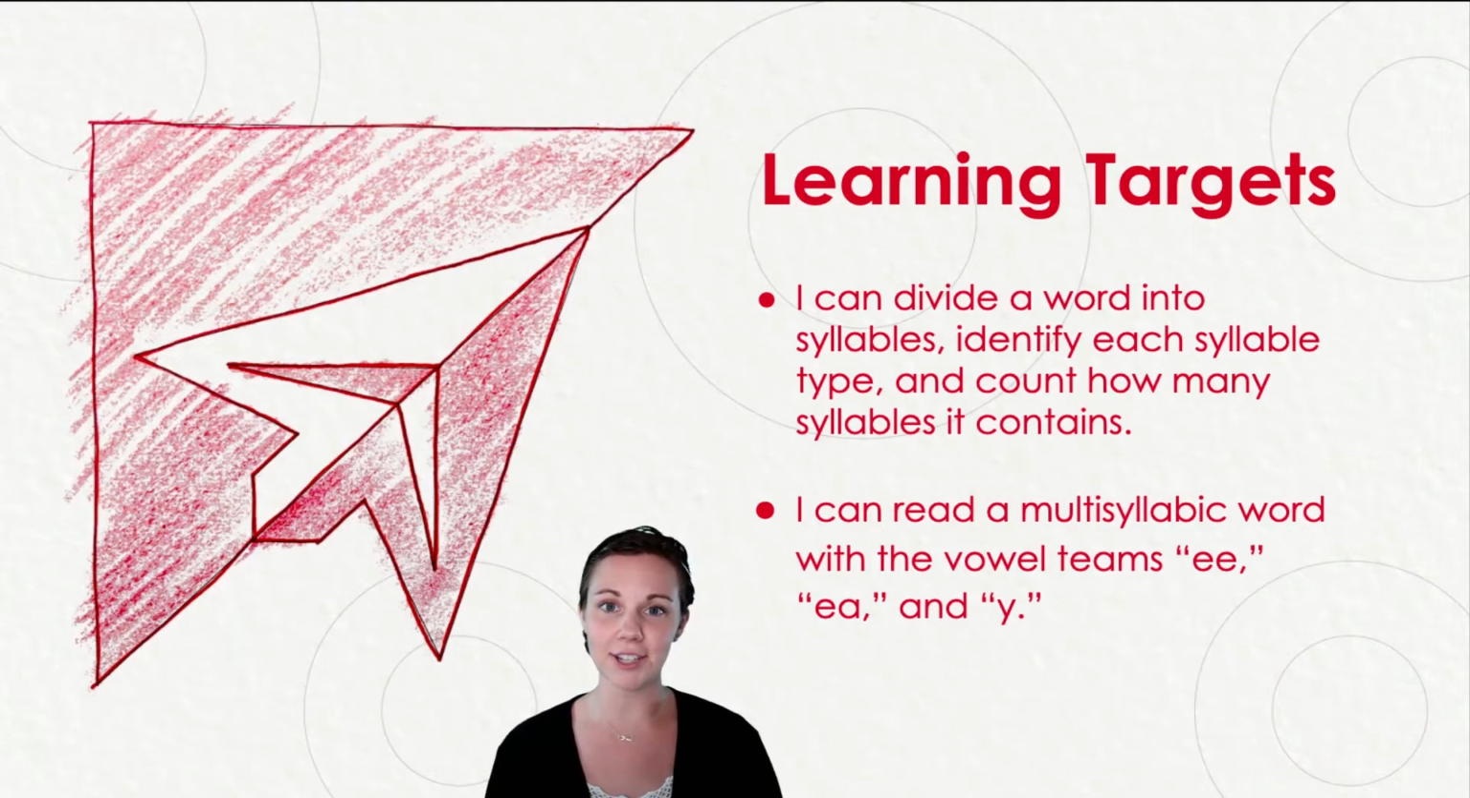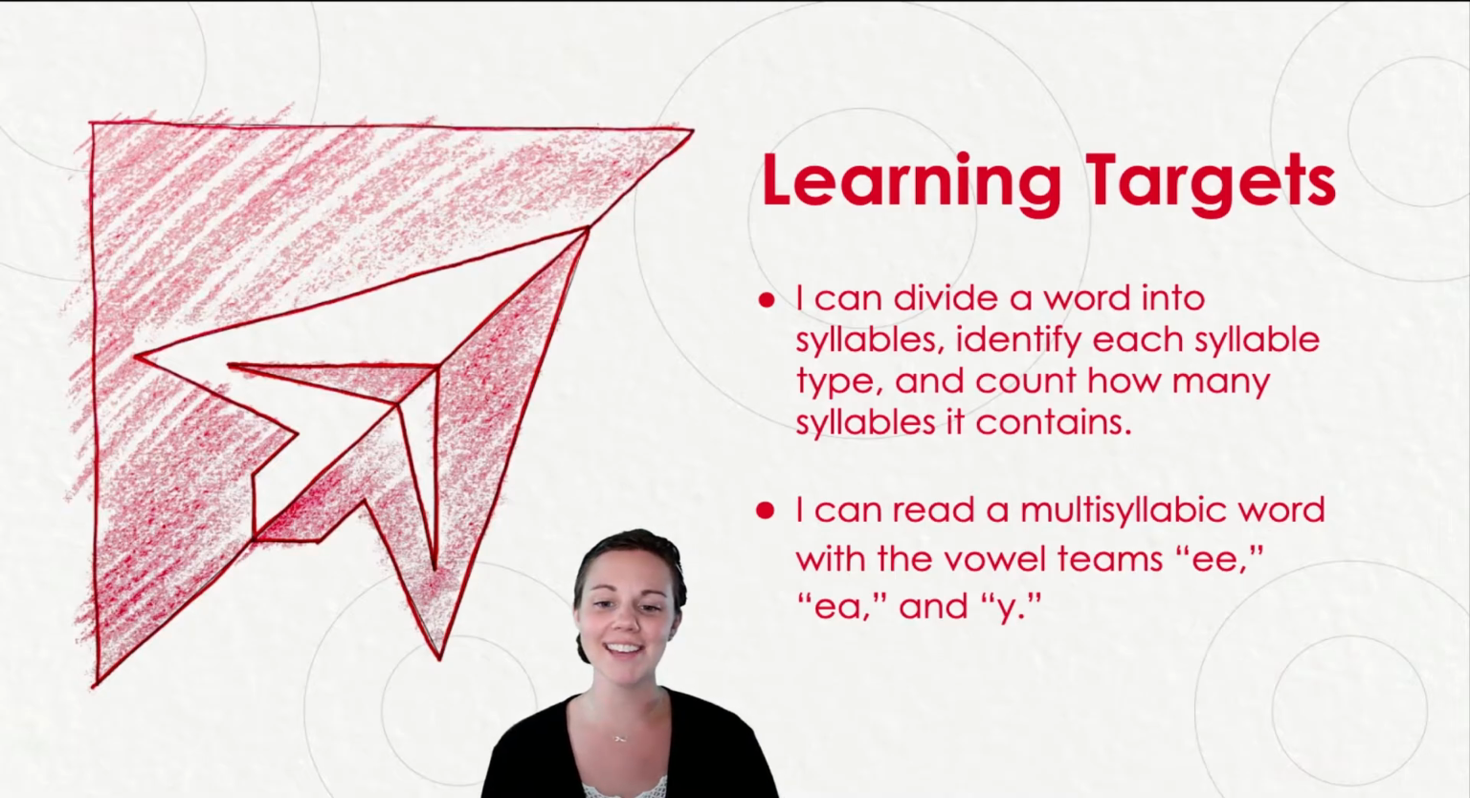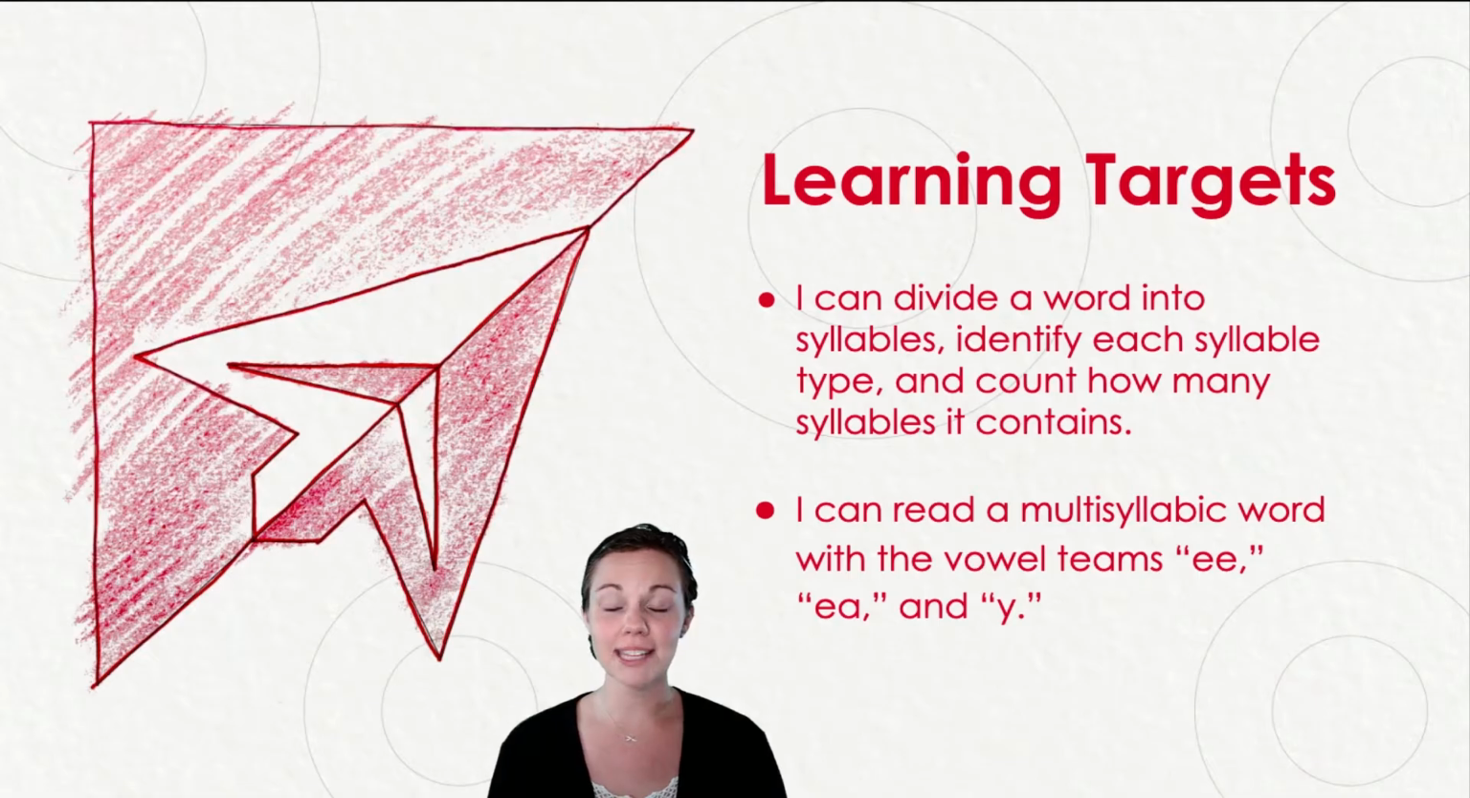The second learning target states, I can read a multisyllabic word with the vowel teams EE, EA, and Y. Multisyllabic just means it has more than one syllable. You'll do just fine with that.